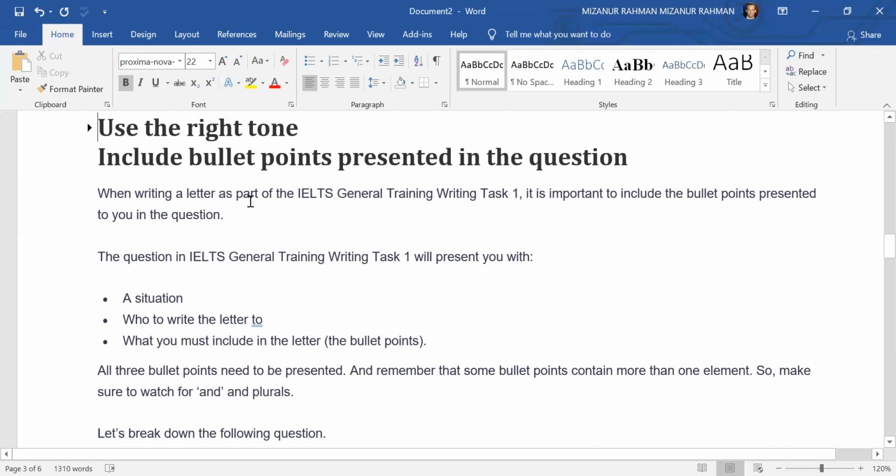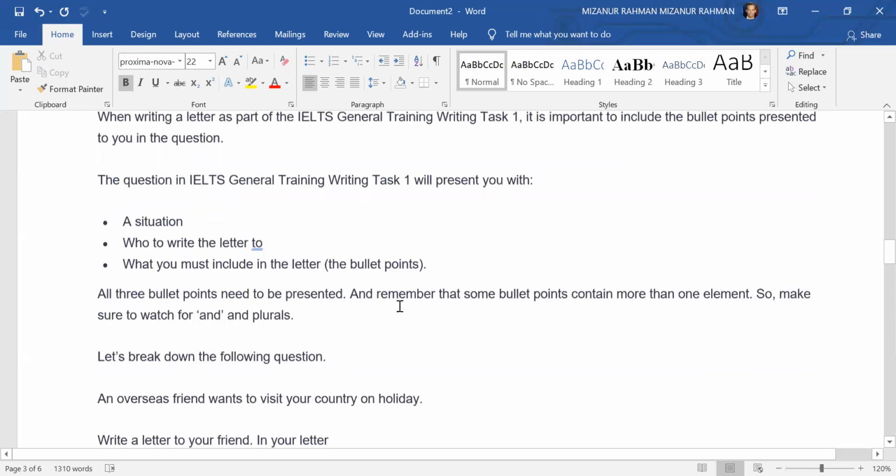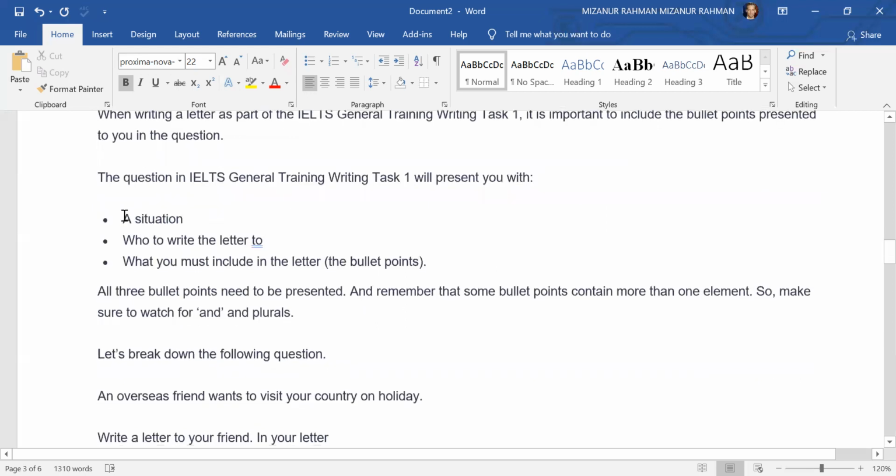So when writing a letter as part of the IELTS General Training Task 1, it is important to include the bullet points presented to you in the question. All these bullet points need to be presented: the situation, who to write the letter to, and what must be included in the letter. All three bullet points need to be presented.